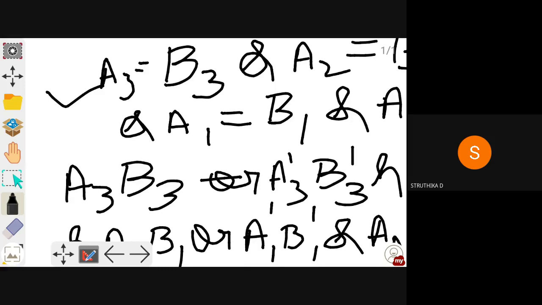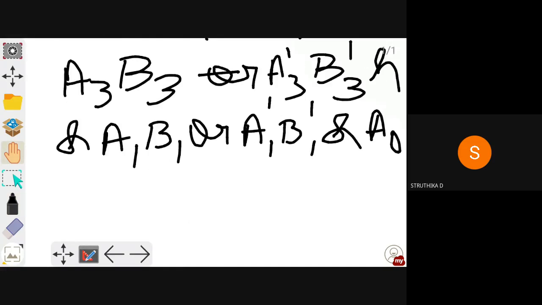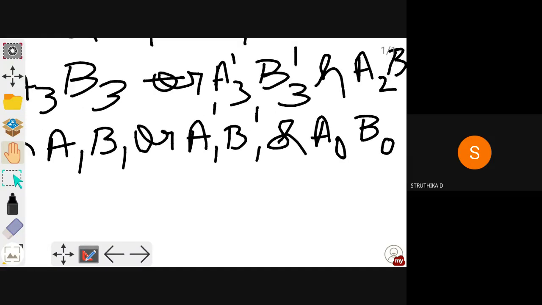So a3 equal to b3 means a3 b3 or a3 dash b3 dash. a2 equal to b2 means a2 b2 or a2 dash b2 dash. So is it clear? Up to this, is it clear? Yes, ma'am. So or means you have to replace it with what binary operation? Plus. And what is the binary operation for and? Into.